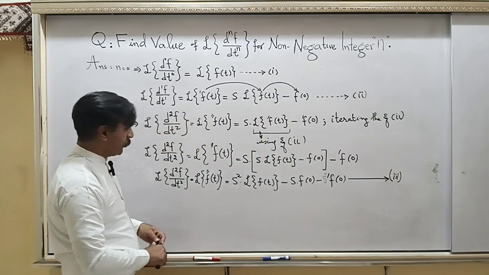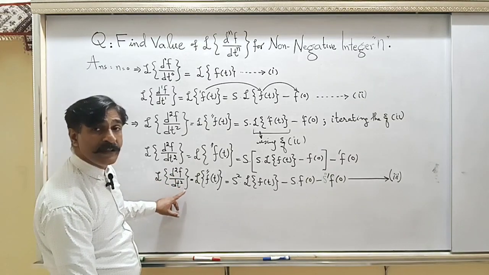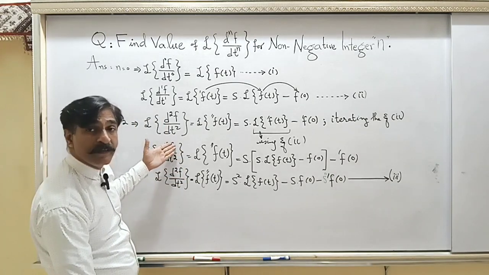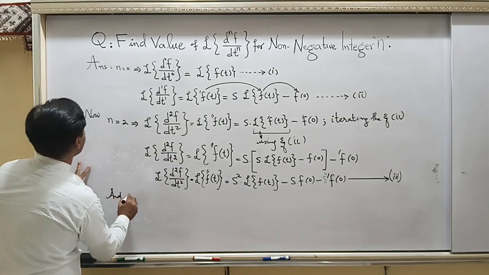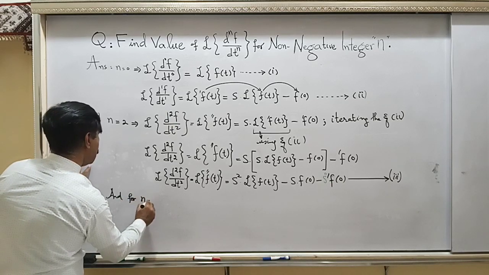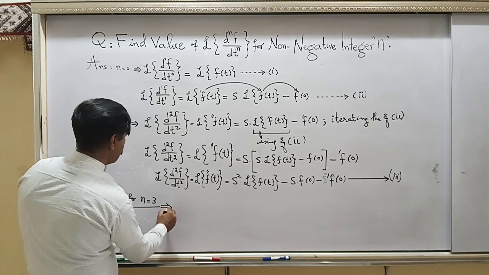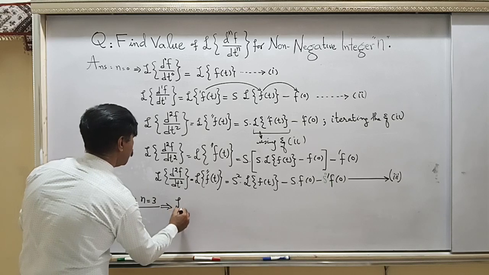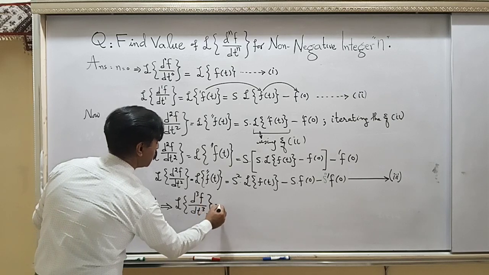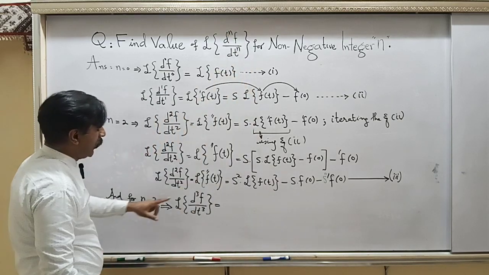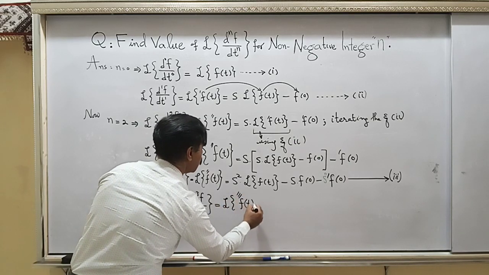And we might be interested in the Laplace transform for the third derivative, and that can also be found as we have found the double derivative. Let's check. For n equal to 3, this implies the Laplace transform of the third derivative, right? And 3 here now. And this means the Laplace transform of f triple dash, right?